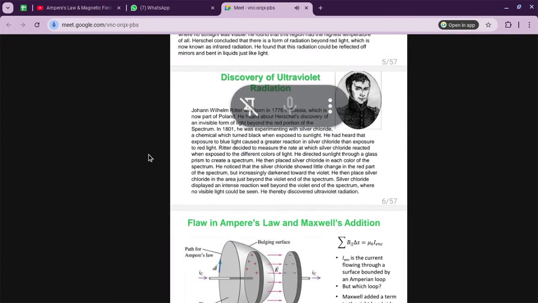So this is how these two radiations, these two electromagnetic waves have been discovered. Alright?